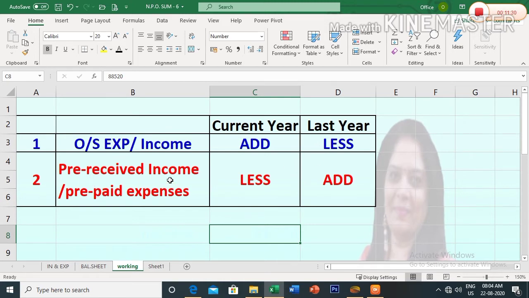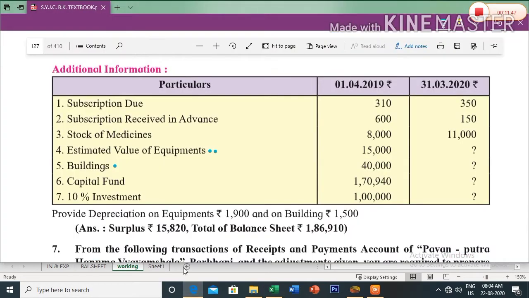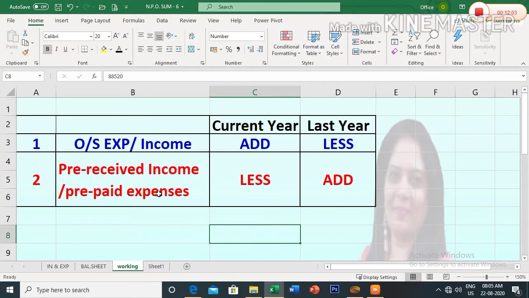Likewise, pre-received income and prepaid expenses of the current year will be deducted from the amount, and if pre-received income and prepaid expenses are given of last year, then it will be added to the amount. So our first adjustment, subscription due 310 rupees of last year. Last year outstanding, our sign is less, so we have to deduct.